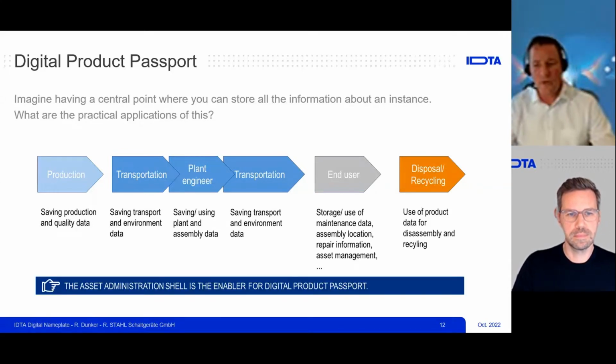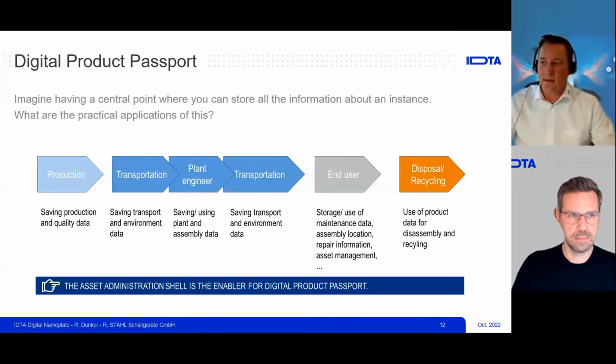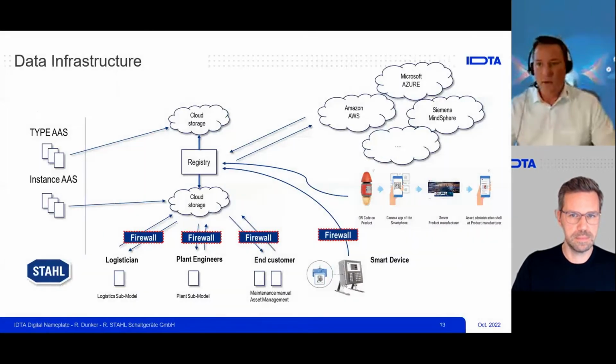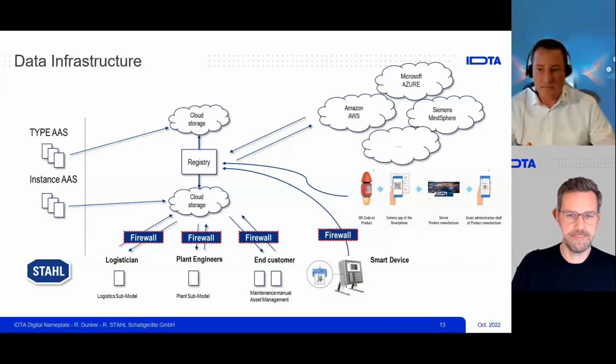And from our point of view, the asset administration shell is really the right data model to achieve this vision in the future. Here you can see also our idea of the data infrastructure. So we are normally a manufacturer of components and small systems, and we will publish the information in the form of asset administration shells in a cloud storage. In this case, you have an easy access with the digital nameplate, just scanning the QR code or the RFID tag, and you have a direct access to the information we are providing on our cloud storage.